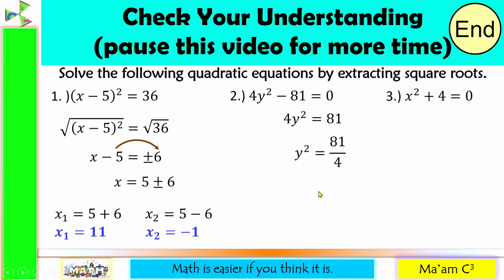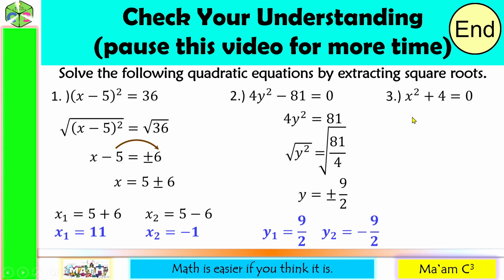Now, let us extract square roots of both sides. So, square root of y squared will simply become y. Then, square root of 81 is 9. Square root of 4 is 2. Since it is greater than 0, we are expecting two roots, positive and negative. So, we have positive 9 over 2 and negative 9 over 2.